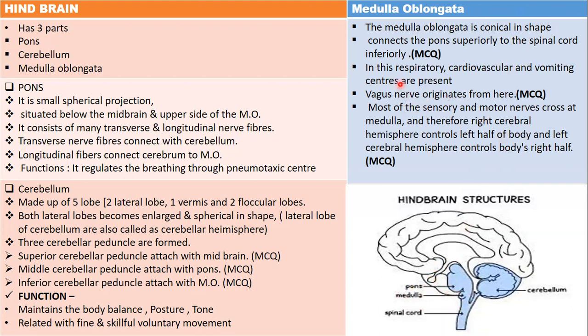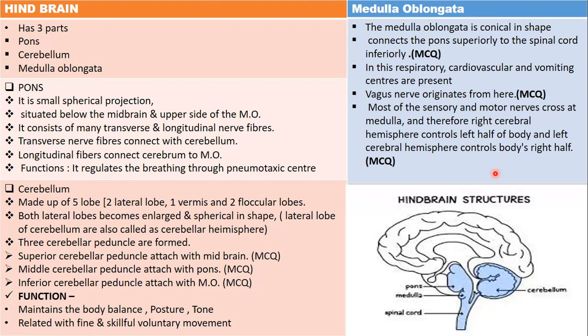It is concerned with the respiratory, cardiovascular, and vomiting centers. Then the vagus nerve originates from here, so the medulla oblongata is concerned with the vagus nerve. When we study the tracts, there we see how important this vagus nerve is. When we talk about ascending tracts and descending tracts, we have many nuclei over there. Most of the sensory and motor nerves cross at the medulla, and therefore the right hemisphere controls the left and the left controls the right. These all we see when we talk about the tracts.